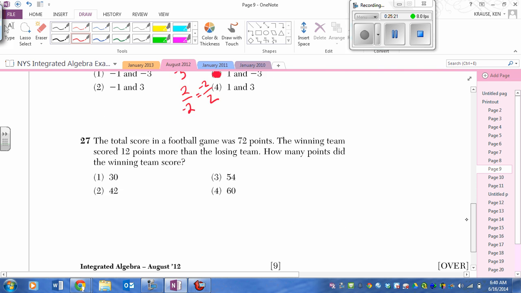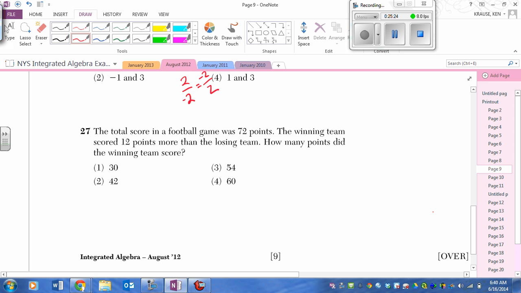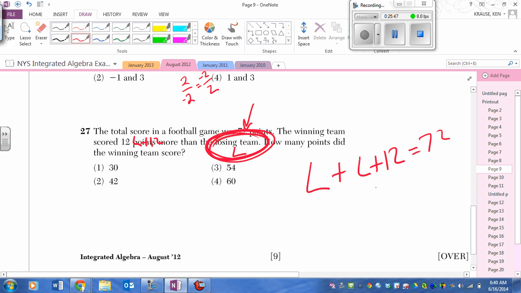Alright, let's move on. The total in a football game was 72 points. The winning team scored 12 more than the losing team. So the winner is the loser plus 12. So I take the loser's score plus 12, because we always assign the variable to whatever is mentioned second. Oops, that's a 72, by the way. That has to equal 72.